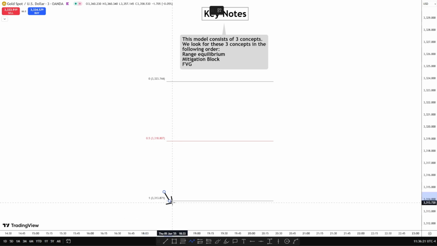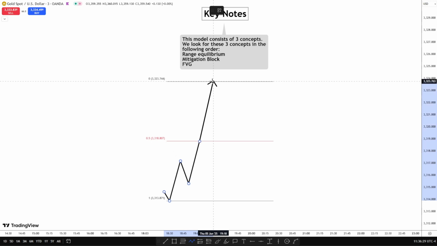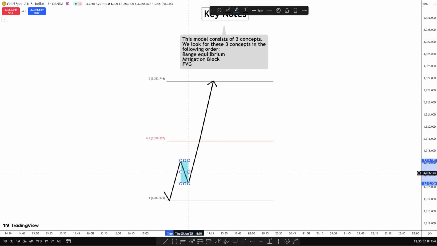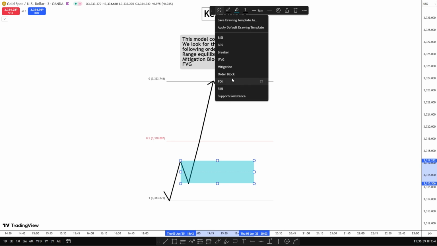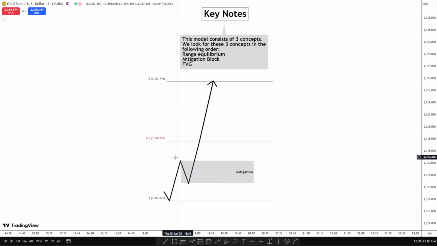We have our low. Right, there's our mitigation block. Then we have our high. So this is our range, which is our swing low, swing high. Here's our mitigation block right there. And what are we looking for? We are looking for a fair value gap to be inside of this mitigation block.